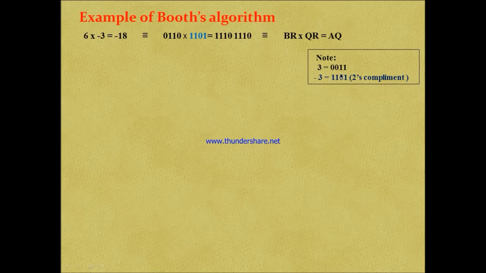When we use the 2's complement representation of the multiplier, we have to keep in mind that all the bit positions, that means here we are representing with 4 bits, should be included for the 2's complement, and we will get the 2's complement. That's why I have put this 2's complement value here. After the binary multiplication, we will get this result, which is nothing but equal to the decimal minus 18.